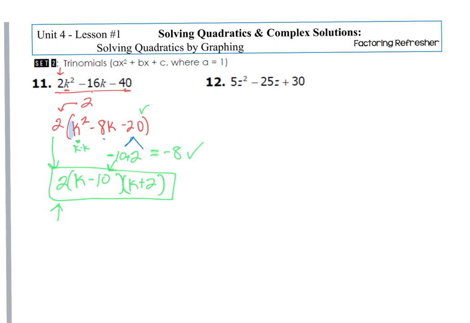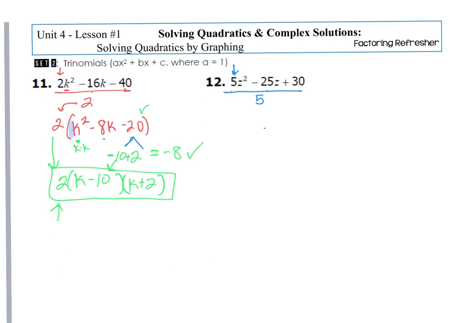On number 12, we have 5z squared minus 25z plus 30. Because we have this 5 in front of z squared, that can't stay there if we want to factor it. So I'm going to check, does it come out of all three terms? It divides into itself, it divides into 25, and it divides into 30. So we can pull 5 out as a GCF. That means we're dividing it out of all three terms.